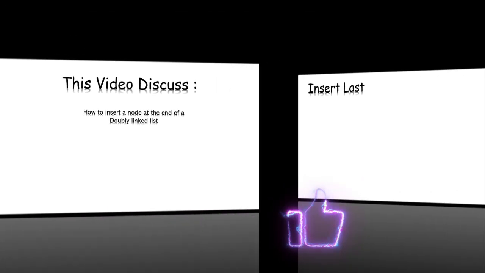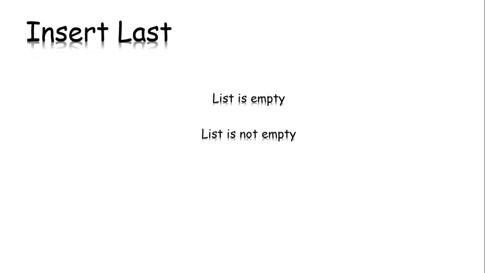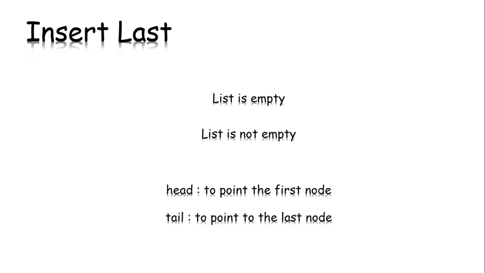This video discusses how to insert a node at the end of a doubly linked list. When we work with a linked list, there are two conditions of the list. The first condition is when the list is empty, and the second condition is when the list is not empty. And when we work with doubly linked list operations, we need two pointers. The first pointer is the head pointer. It's a pointer to point to the first node. And the second pointer is the tail pointer. It's a pointer to point to the last node.